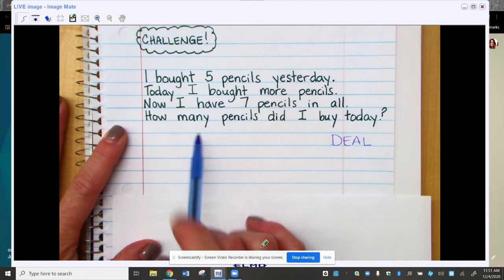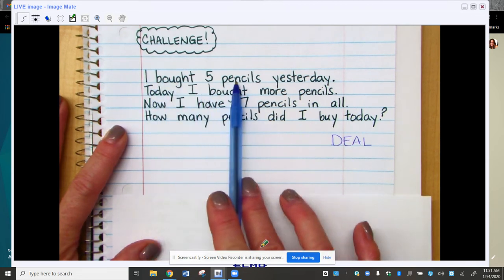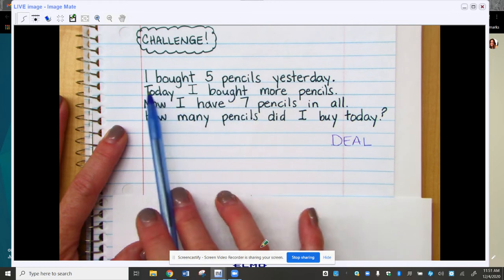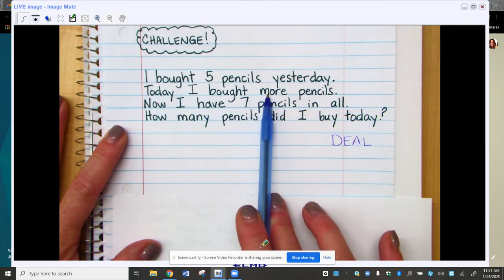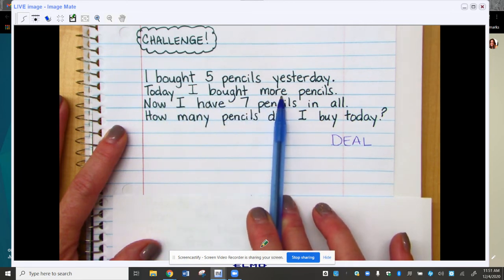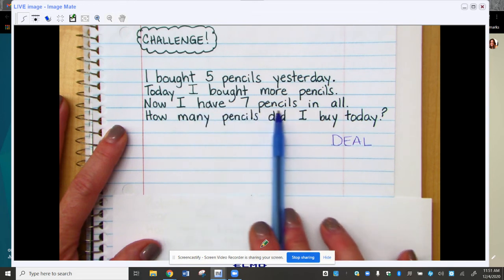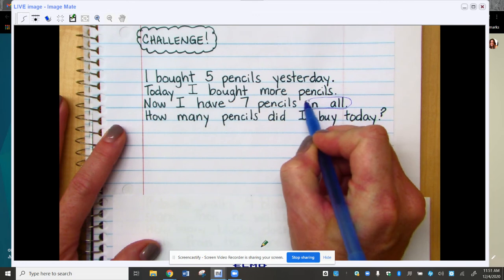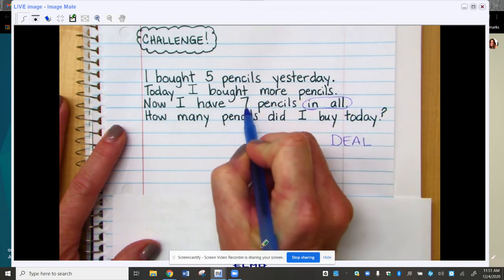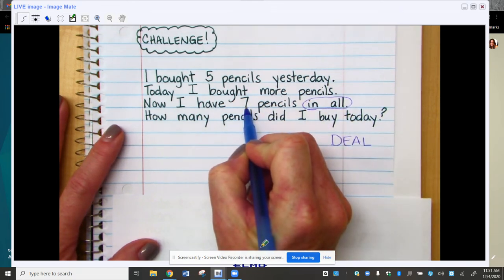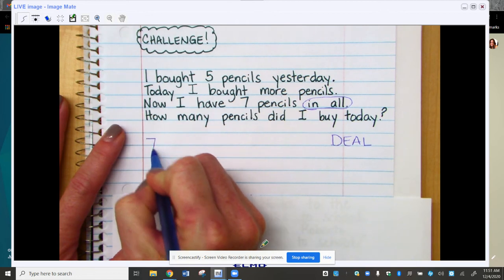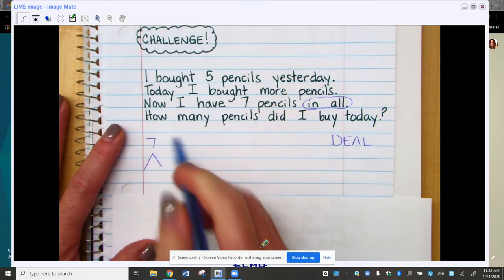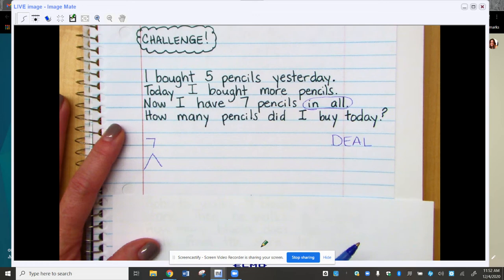Okay, I'm going to read it again. I bought 5 pencils yesterday, and today I bought more. We don't know how many. Now I have 7 pencils in all. Ooh, right here. In all tells me that this number 7 is my total. So if I was doing a math mountain, 7 would be my total.